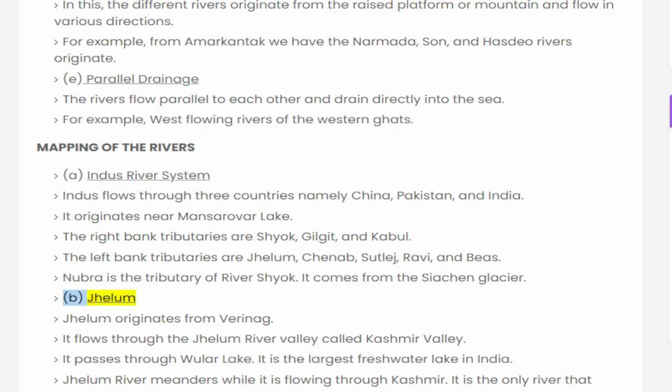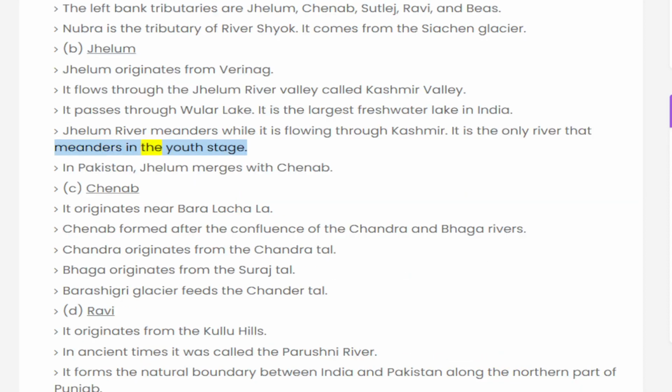B. Jhelum. Jhelum originates from Verinag. It flows through the Jhelum River valley called Kashmir Valley. It passes through Wular Lake, the largest freshwater lake in India. Jhelum River meanders while it is flowing through Kashmir. It is the only river that meanders in the youth stage. In Pakistan, Jhelum merges with Chenab.